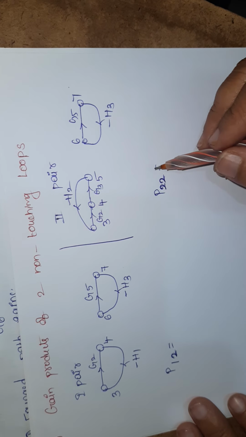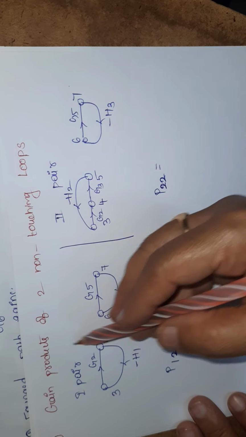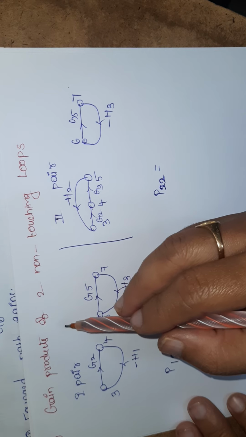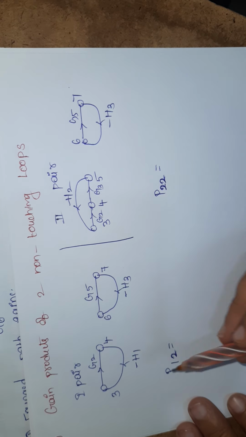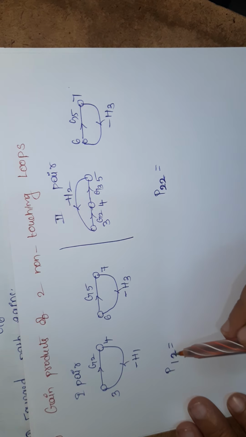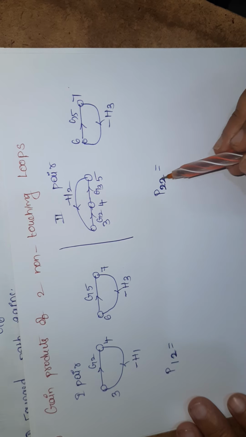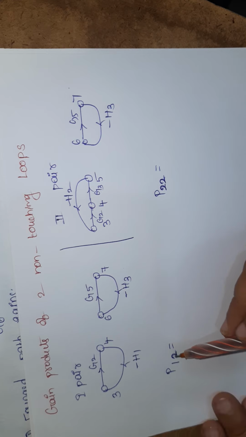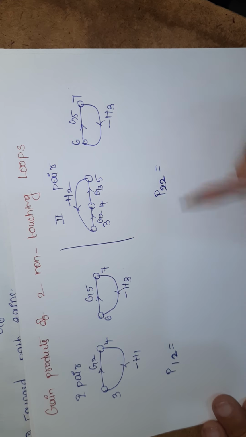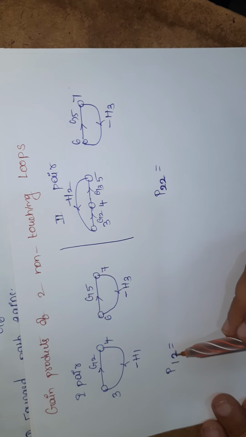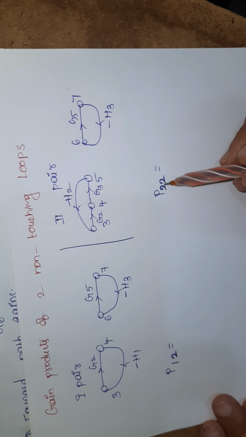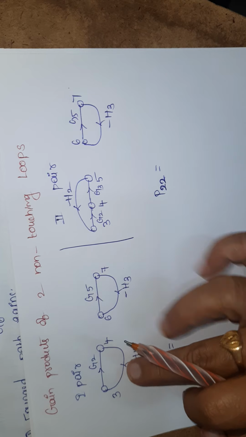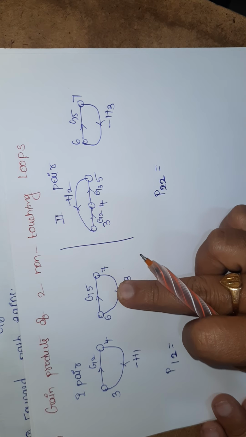In the last step, what is the last step? Individual loop gain. So those individual loops I am considering as P11. Here I am placing the suffix 1. Okay, individual gains. For the two non-touching loops I am placing the suffix 2. For the three non-touching loops I will place the suffix 3, like that. Okay, so P12 is nothing but this one into this one.